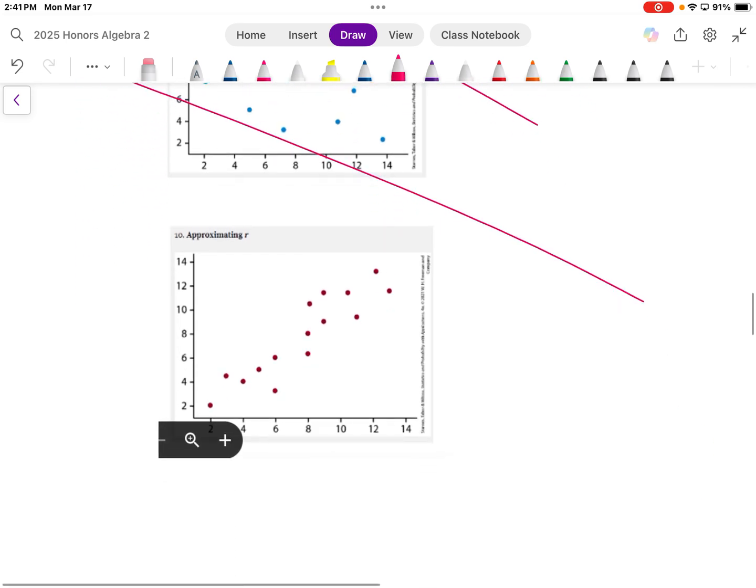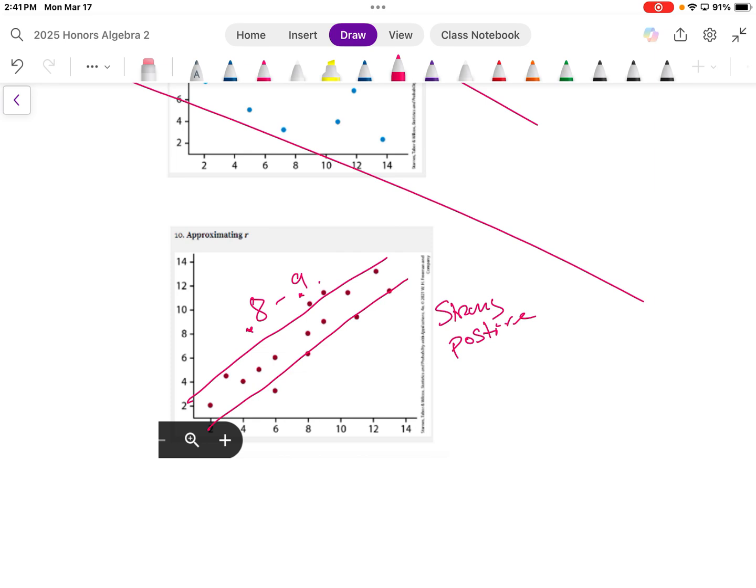Here's definitely, I would say, a strong positive. I'm anticipating like a 0.8 to about a 0.9, somewhere in there is what I'm anticipating for this one. If I was to guess, it wouldn't surprise me if it was like a 0.92, something in the low 9s. That's a nice kind of tight line there.